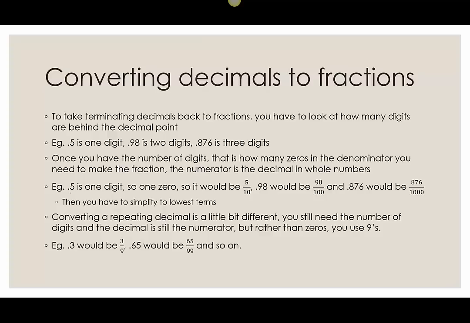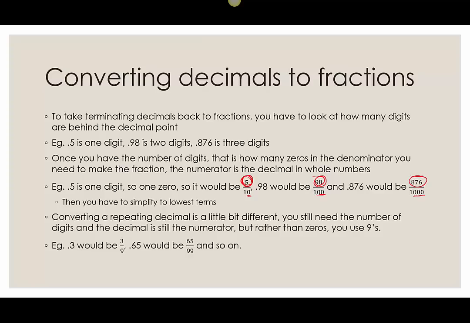So 0.5 is 1 digit, so 1 zero. It would be 5, which is your decimal number, your numerator, over 10. Okay? 0.98, 98 is your decimal number, your numerator, 2 zeros, over 100. And 0.876, 876 is your decimal number, over 3 zeros, 1,000. All right? Then you simplify those down to lowest terms, obviously. So 5/10 would be 1/2.